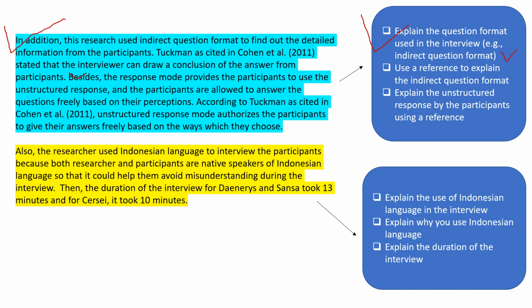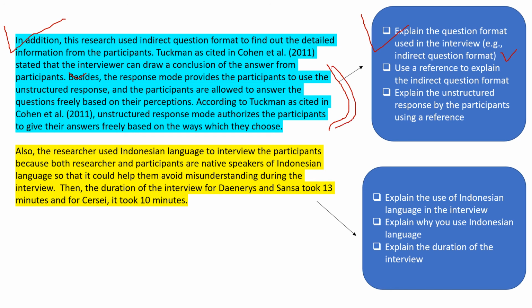Oke, jadi format indirect question ini memungkinkan para partisipan untuk merespon dengan bebas pertanyaan-pertanyaan tersebut, jadi menurut persepsi mereka. According to Tuckman, as cited in Cohen et al., unstructured response mode authorized the participants to give their answers freely based on the ways which they choose. Oke, jadi ini adalah keunggulan dari indirect question format ini menurut para ahli.